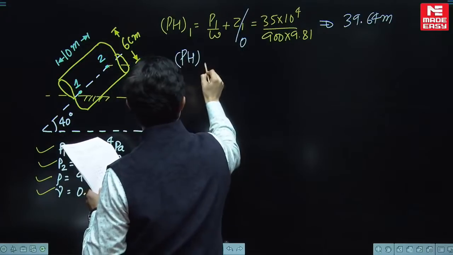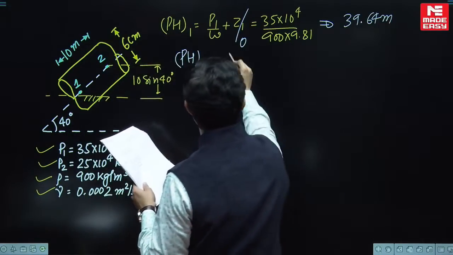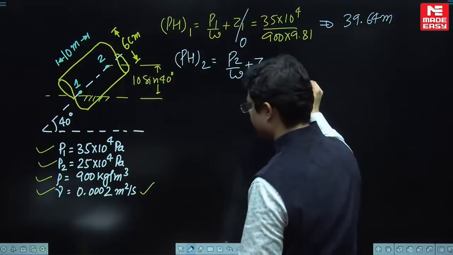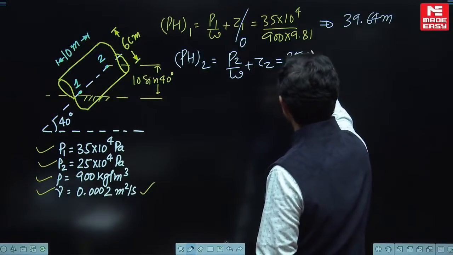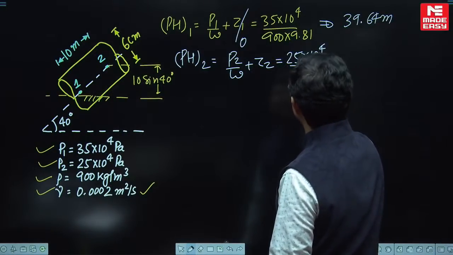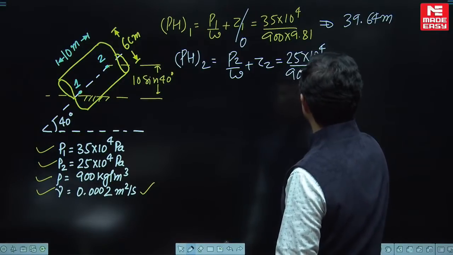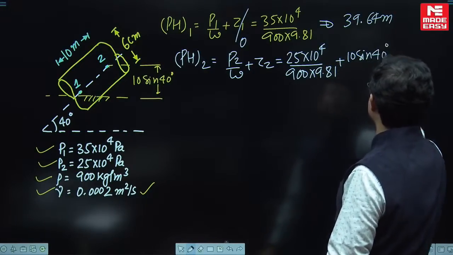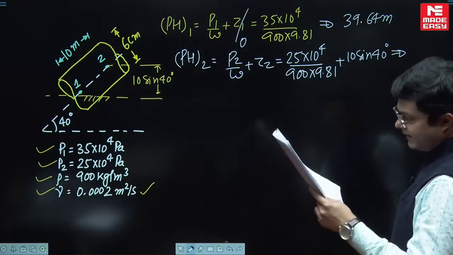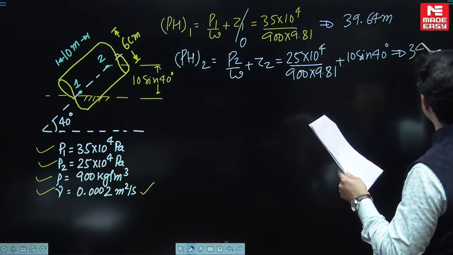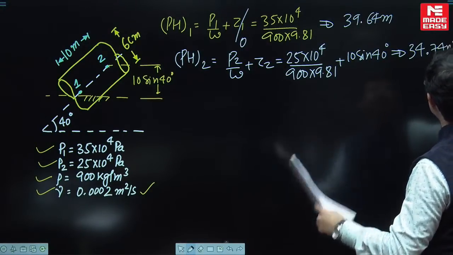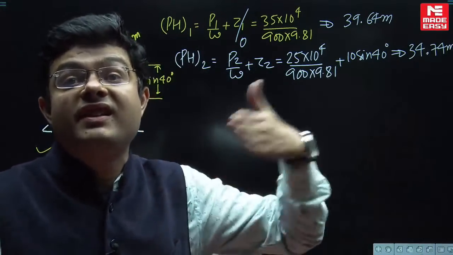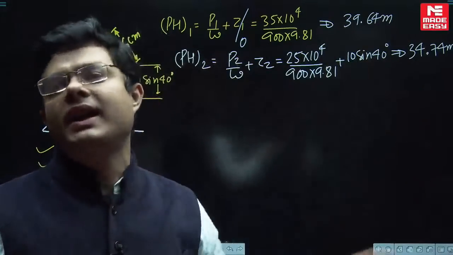Similarly, let us find the piezometric head at point 2. Piezometric head at point 2 is P2 by W plus Z2, and Z2 will be 10 sine 40 degree. P2 is 25 into 10 to the power 4 divided by W, which is 900 into 9.81, plus 10 sine 40 degree. Solving, this will be 34.74 meter. This kind of question has come in the GATE paper a long time ago, in the linked data questions.